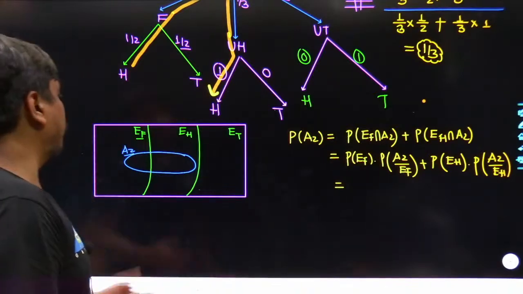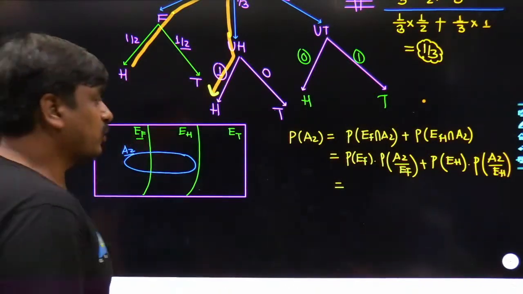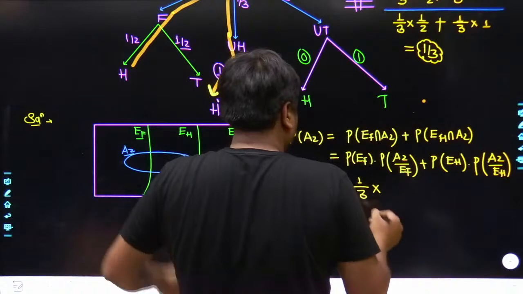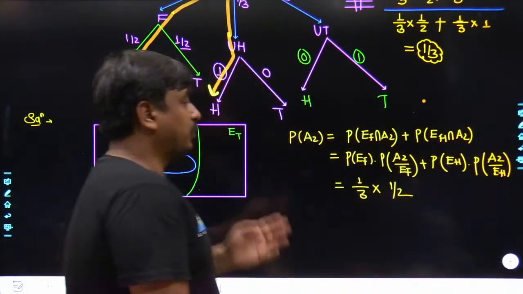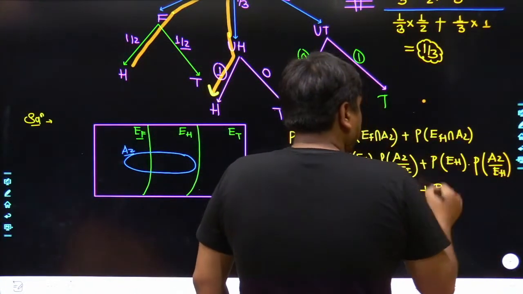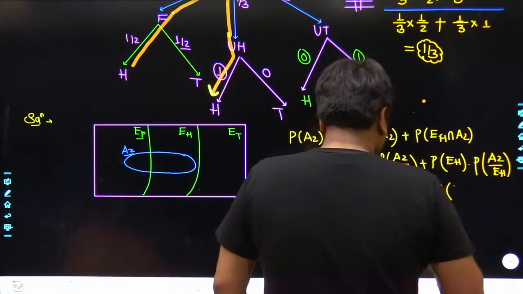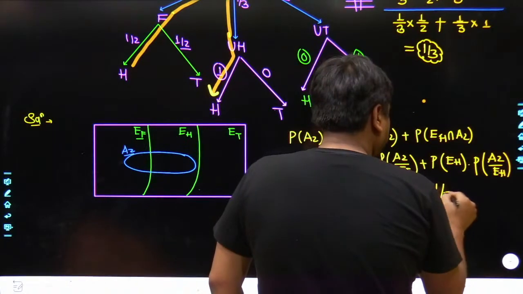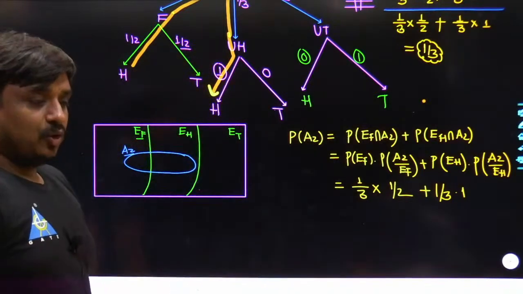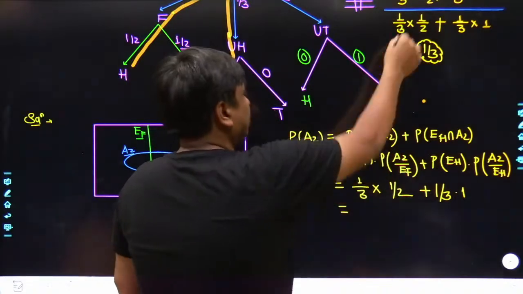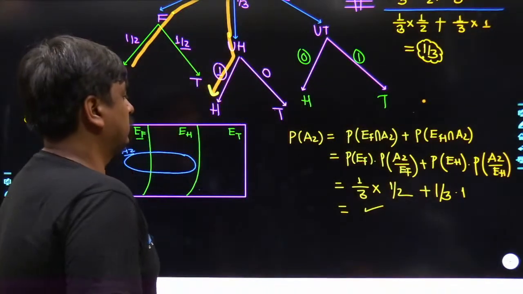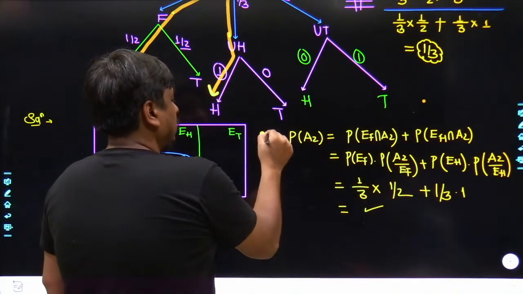What is P of EF? P of EF is the selection of a fair coin. What is its probability? Obviously 1 upon 3. P of A2, the probability of getting head if the fair coin is selected, is 1 upon 2. That is also okay, sir. Plus, next, P of EH, what is its probability? It's again 1 by 3. And P of A2 given EH, it's an insured event, a one-shot event. Obviously it would take place in any case, so you get the same value which we were getting towards the denominator side. You have got this value.